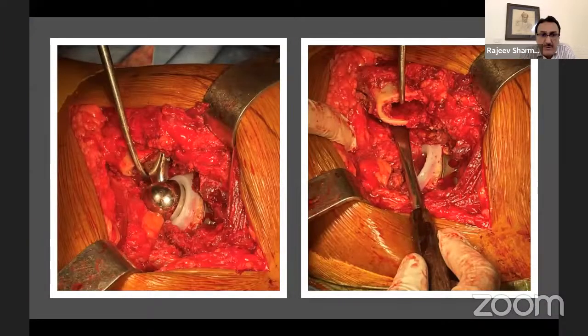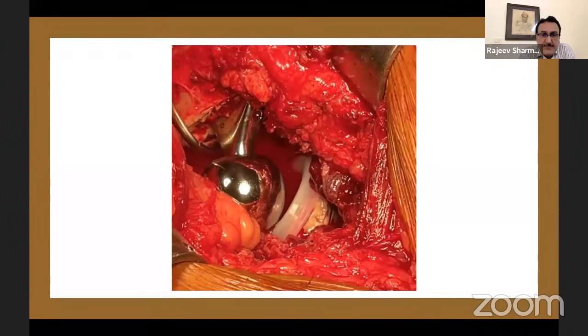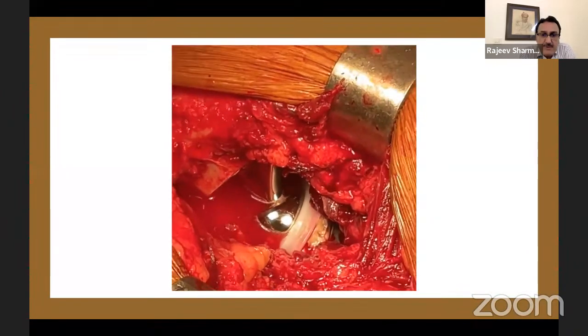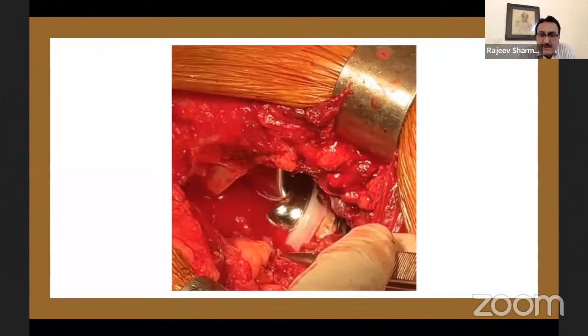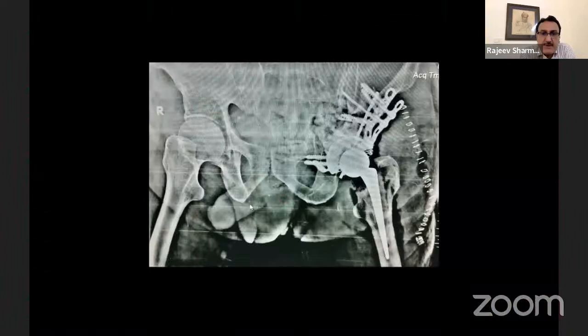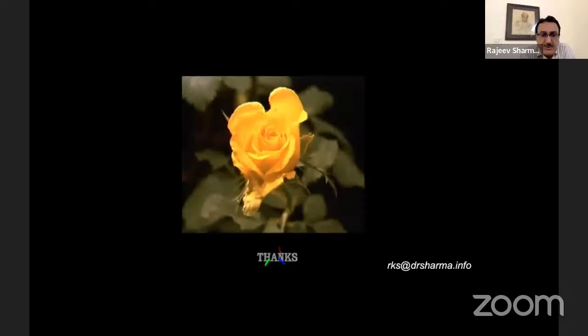And then you have to reduce the head. And then you have a reasonably stable construct. Now, this kind of construct can be very useful, especially in an elderly patient. I think it's a very good way of fixing this kind of pelvic discontinuity. Thank you so much.